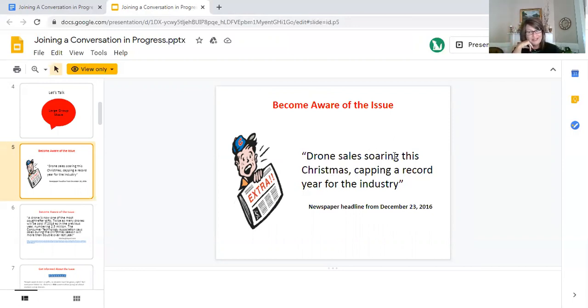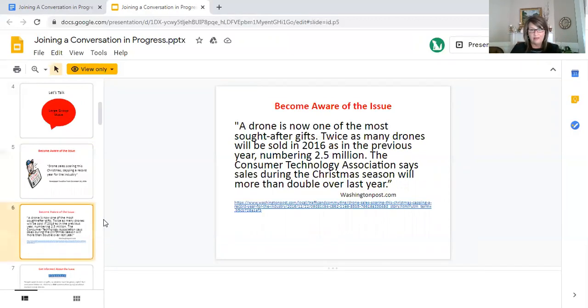Writers often, in headlines or titles, will carefully choose their words to go along with the topic. And so that was a record year for the industry. So our topic is important, the civilian use of drones, because lots and lots of people are buying them. And so that means a lot of people will know about this. And so let's become more aware of the issue.